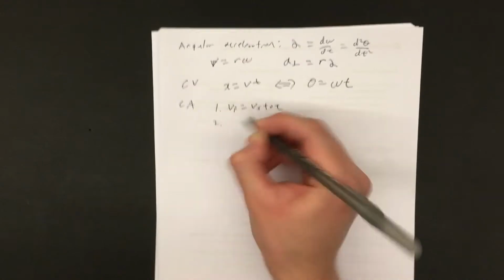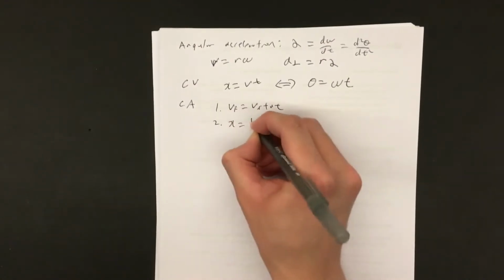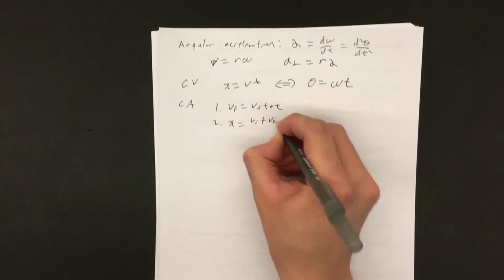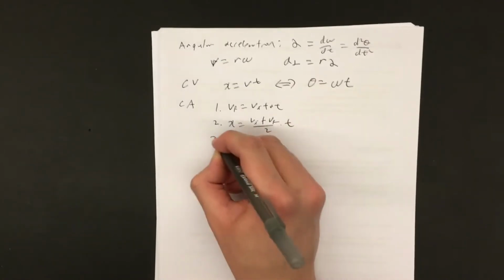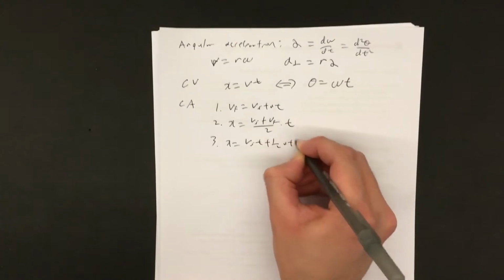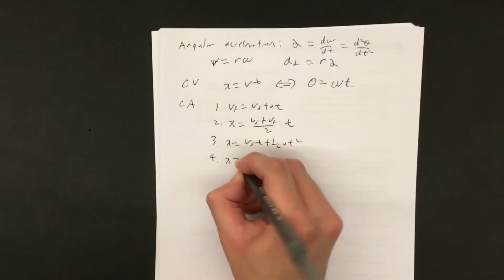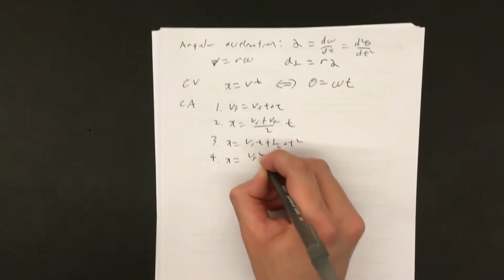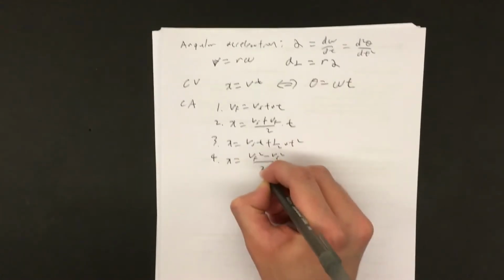For constant acceleration, the four equations of motion were: v final equals v initial plus at. The second one is displacement equals the initial velocity plus final velocity over 2, times t. The third one is x equals v initial t plus 1/2 at squared. And the fourth one is x equals v final squared minus v initial squared over 2a.